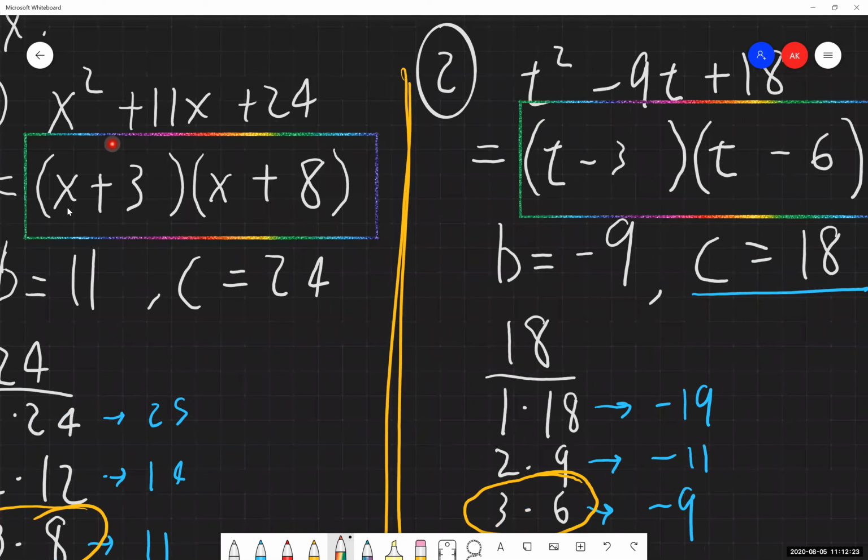Using our first example here, as long as one of the terms is x plus 3 and the other one is x plus 8, I do not care about the ordering that you put these in. Same thing goes with the second problem. You could put t minus 6 as the first binomial and then t minus 3 as the second one. This ordering does not matter. Make sure that you at least have the number and the correct sign in those. That's the main part we're worried about. It's the nice part about multiplication: order doesn't matter.